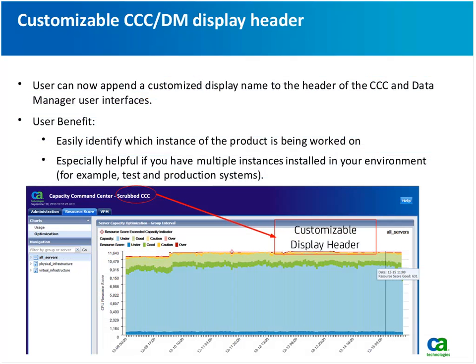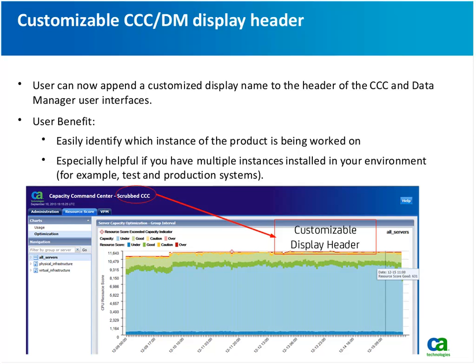Another feature we added to increase usability is the CCC Data Manager display header. A lot of customers have multiple environments, one for their test environment, one for their production environment. Or they maybe have instances of CCC running to cover different regions or different data centers. This is a nice way for the administrators who manage multiple instances to tell which instance they are on without doing backdoor ways of customization.